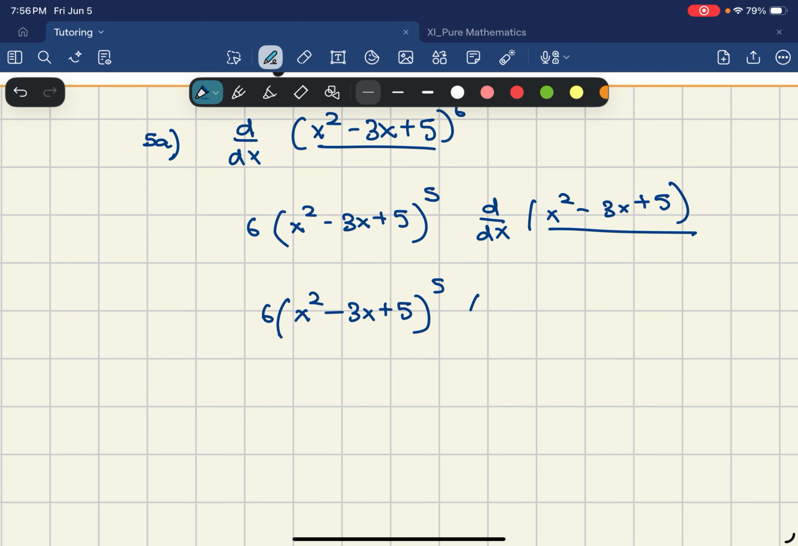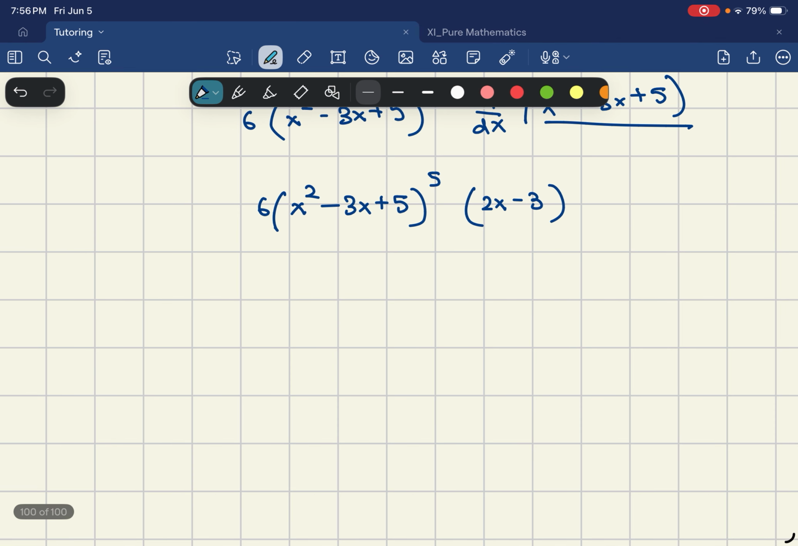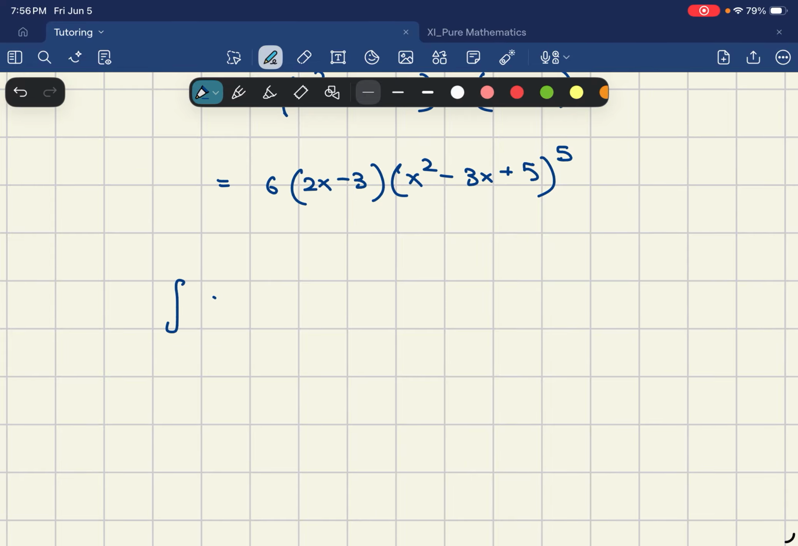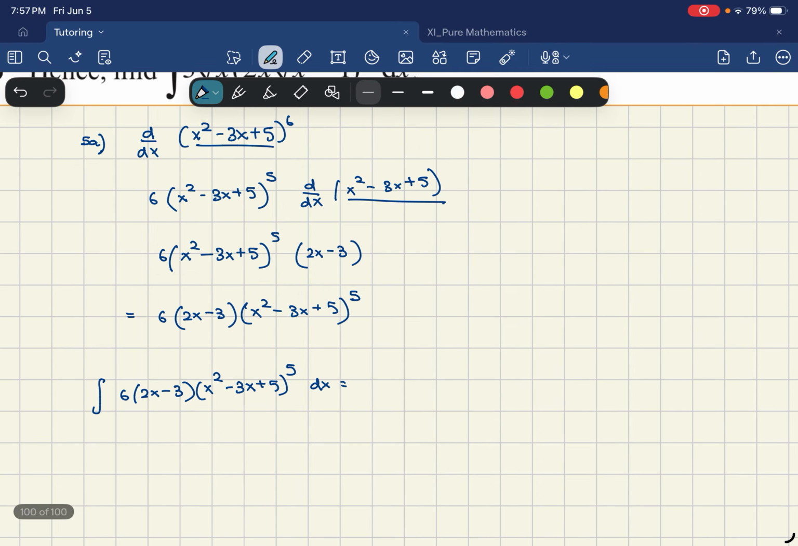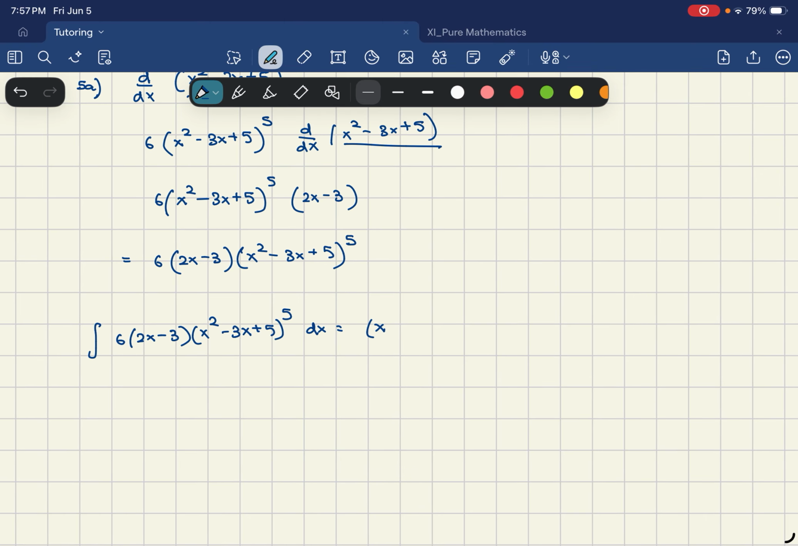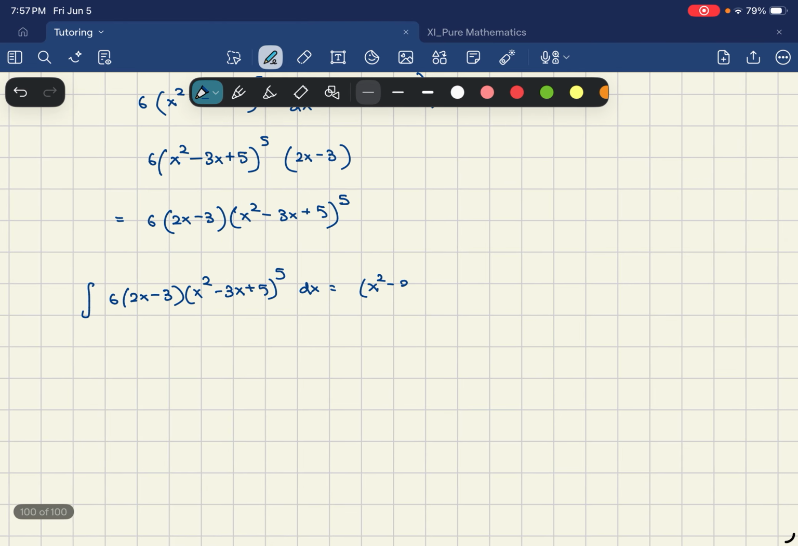All right, so you get 6 times x squared minus 3x plus 5 to the power 5. And if you differentiate this, you get 2x minus 3. And I leave you to do the differentiation on your own. So you have 6 times 2x minus 3 times x squared minus 3x plus 5 to the power 5. That is your final answer. And if you integrate your final answer, you should get the expression that you started with, which is x squared minus 3x plus 5 to the power 6.